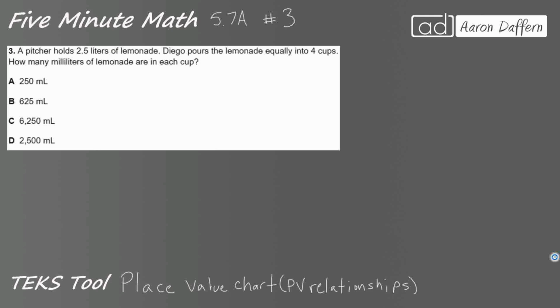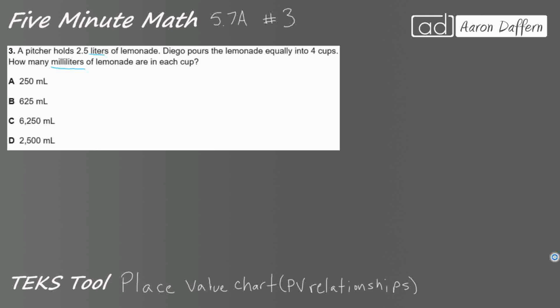So we have a two-step problem here. We've got a pitcher that holds 2.5, or 2 5/10, liters. We're going to pour it equally into 4 cups. We've got to figure out how much is in each cup. But notice that we're changing. We're starting with 2.5 liters, and we're changing to milliliters, and we've got to get that 2.5 liters into 4 cups.